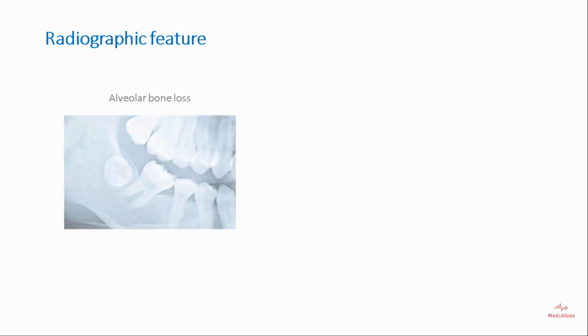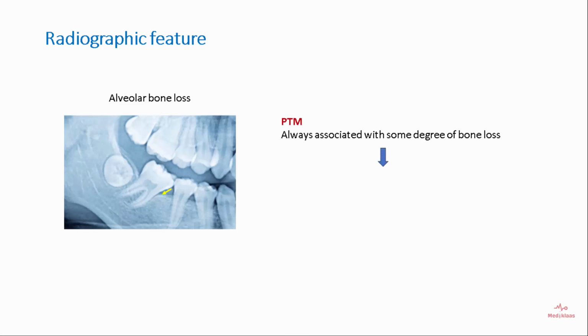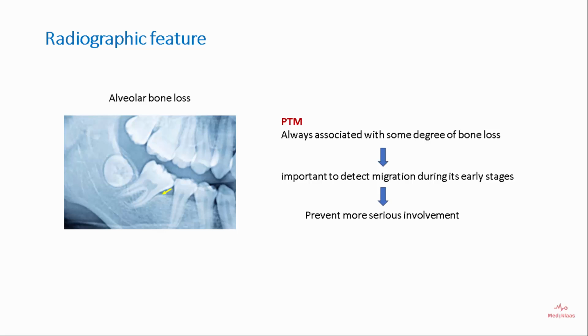Radiographic features of pathologic tooth migration. There is alveolar bone loss associated with pathologic tooth migration. It's always associated with some degree of bone loss, and it is important to detect migration during its earlier stage so that further serious involvement can be prevented.